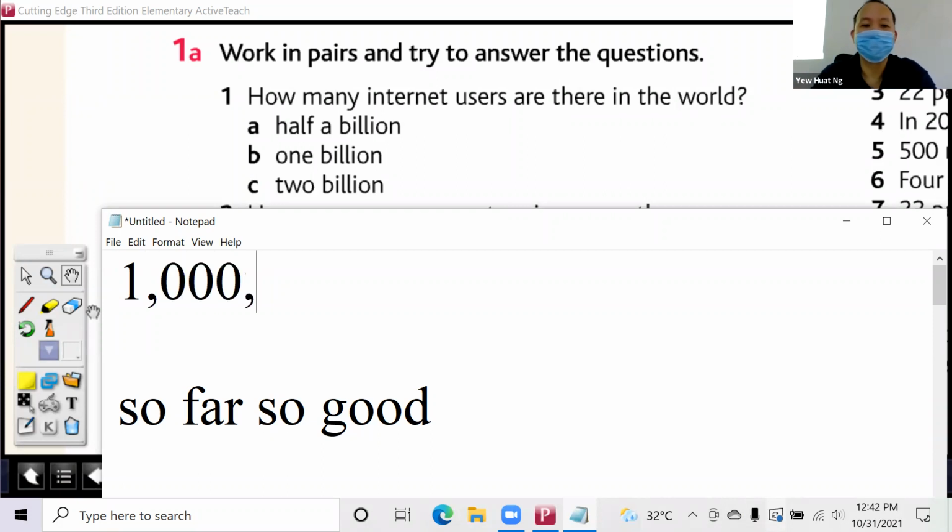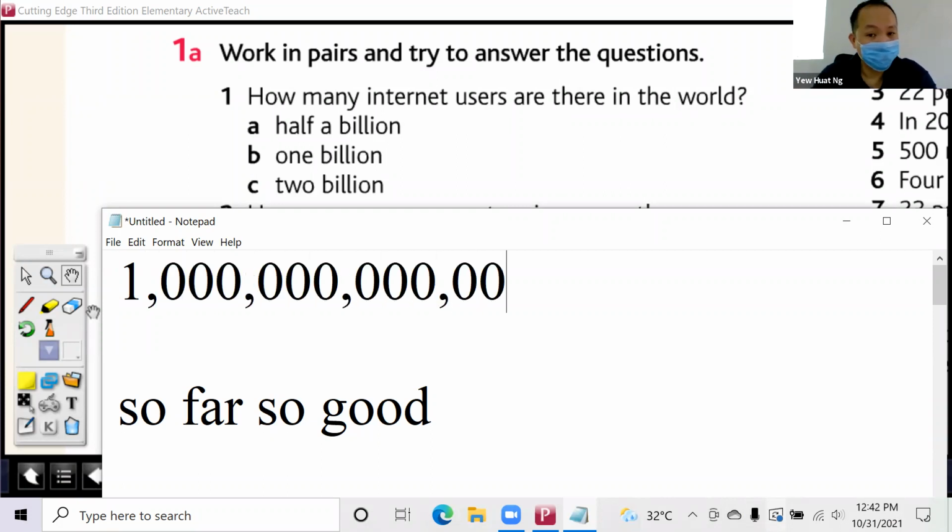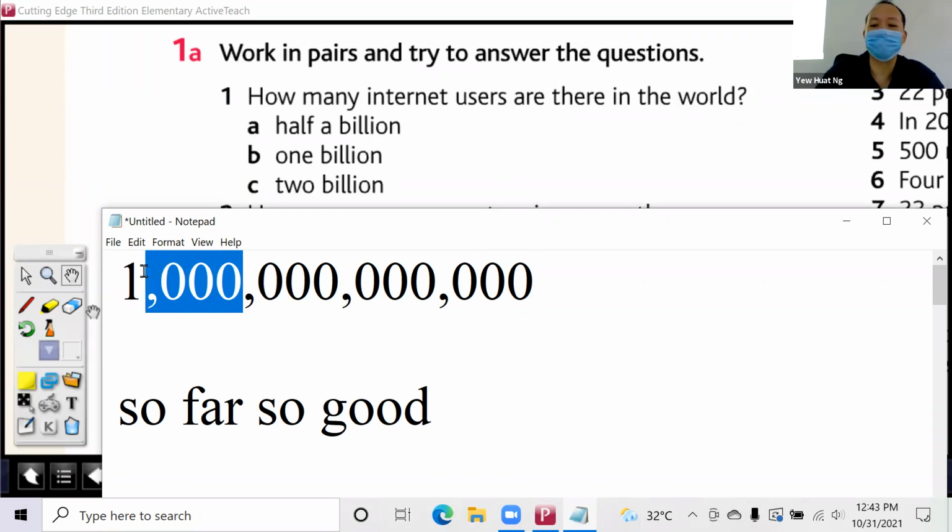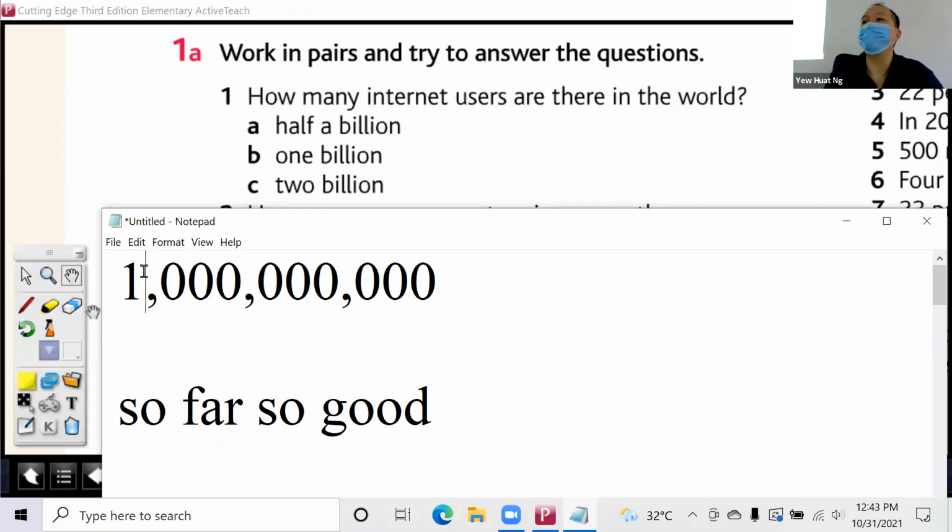Nine zeros. Okay, clear? This is 1 billion. Sorry, I gave an extra 0. Okay, 1 billion.